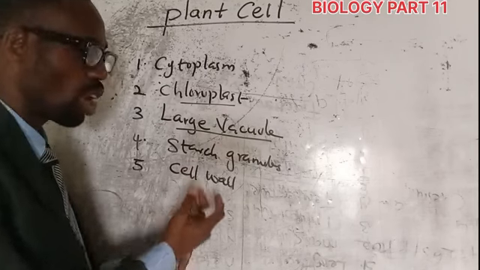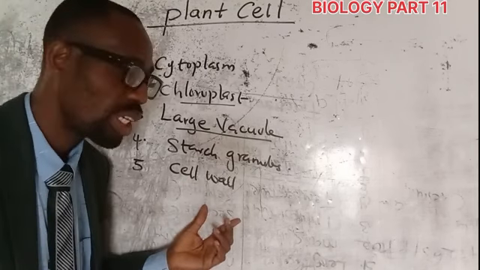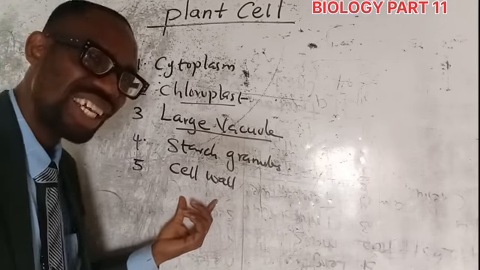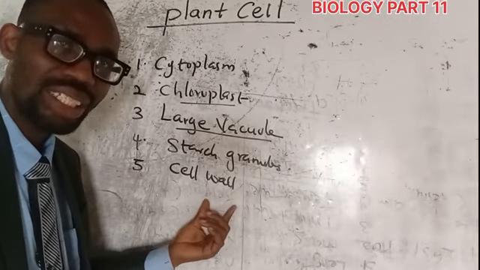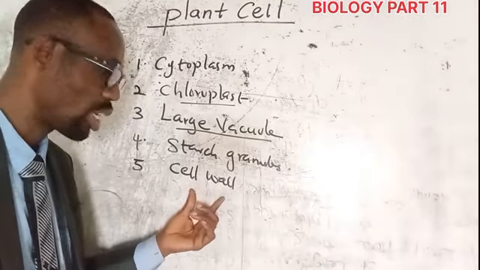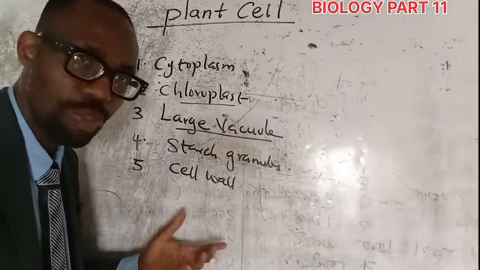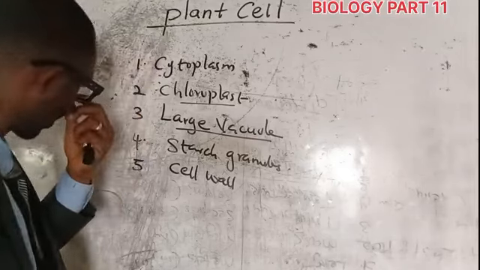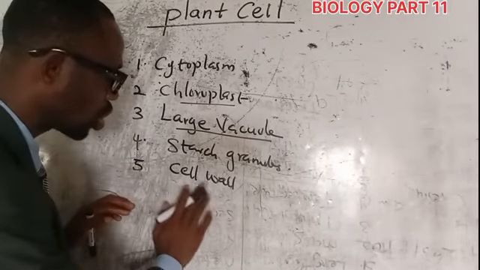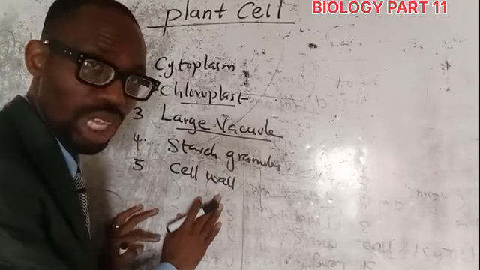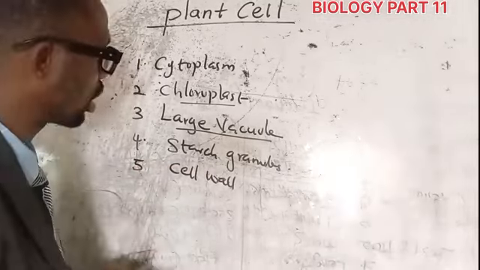And in this cell wall, you have what we call the middle lamella. The middle lamella is an intercellular layer that helps to cement adjacent cells together in the cell wall. It's rich in pectin. This cell wall is also rich in what? Cellulose. That's why we call it cellulose cell wall.